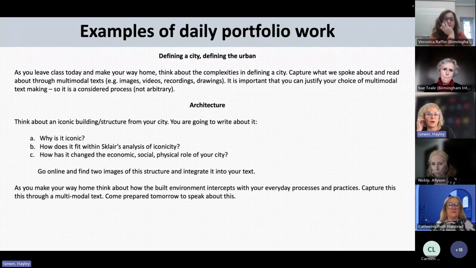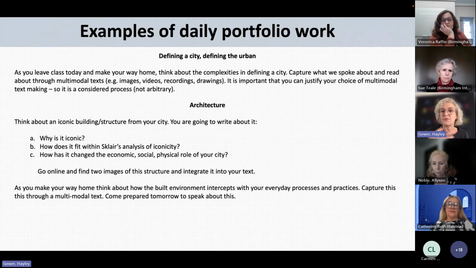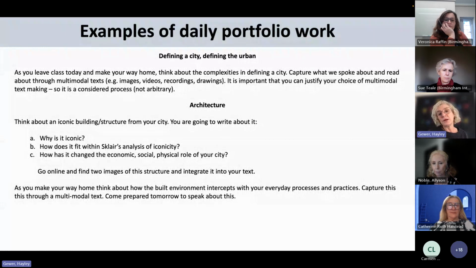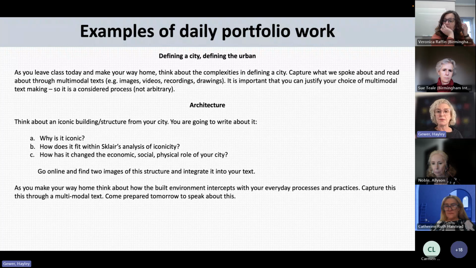We also looked at, for example, the theme of architecture and the built environment. We looked at everyday architecture, but we also looked at iconic architecture. They spoke about architecture from their own context and brought in images from the internet to represent this. And then again, as they left for the day, they were encouraged to wander through the city and to think about how the built environment intersects with their everyday life and to try and capture this multimodally.